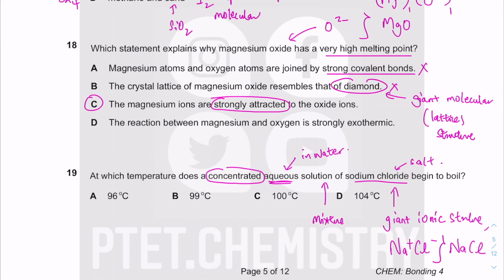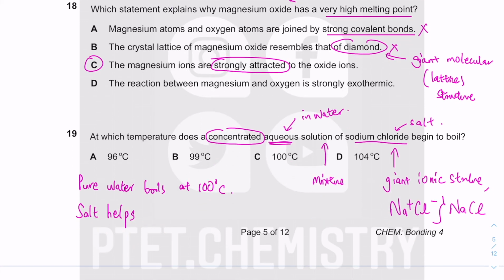So we know pure water boils at 100 degrees Celsius. So salt, you know, when you cook spaghetti, you add a little bit of salt to the water because it helps to increase the boiling point. Okay, so the answer there will be D.